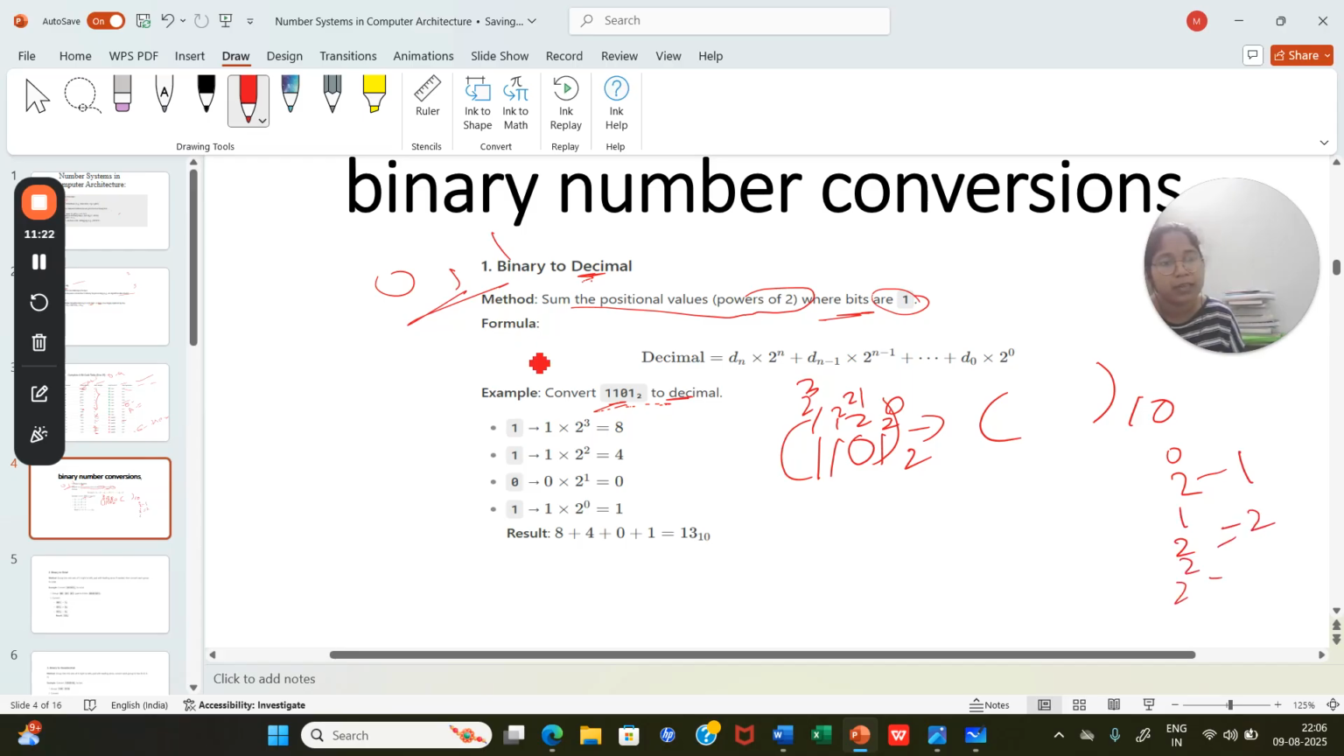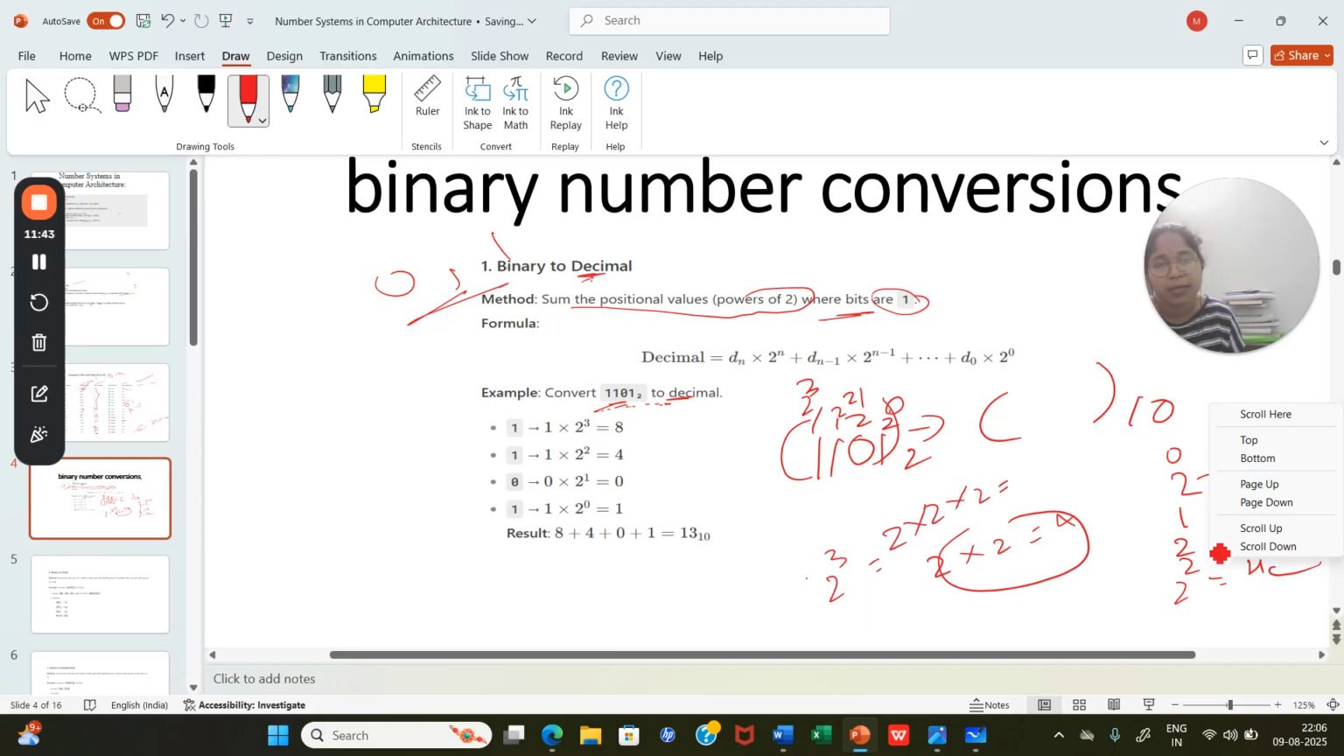2 power 2 is 4. How is 2 power 2 equal to 4? 2 into 2 is equal to 4. We need to multiply 2 two times, and the value is 4. Next we take 2 power 3. We need to multiply 2 three times: 2 times 2 is 4, 4 times 2 is 8. So 2 power 3 is equal to 8.